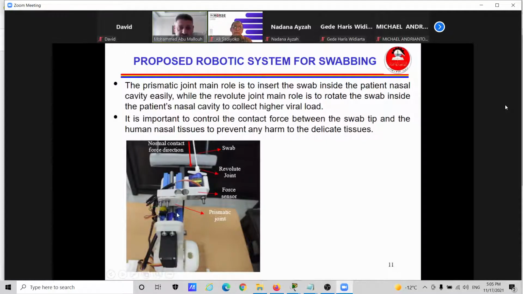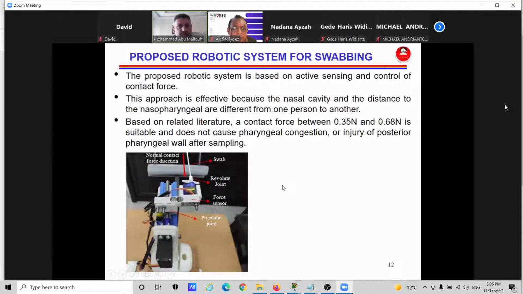So we decide to put a sensor, as shown in the figure. It's just a 1 degree of freedom strain gauge. So this force sensor or strain gauge only measures the force along this direction, the normal direction. The proposed robotic system is basically an active sensing and control of the contact force. And this is very essential.